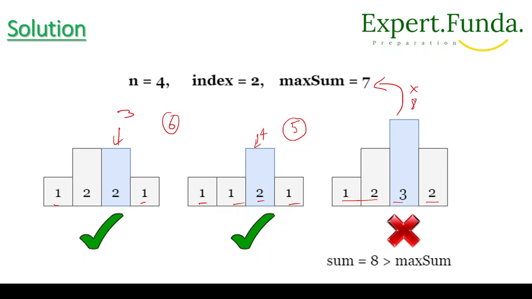Because here what we are getting, 3 3 6 we will get here, right? But the total sum will come to 8, and that is more than the max value, right? So this way we have to understand, and then we will implement the function, right?